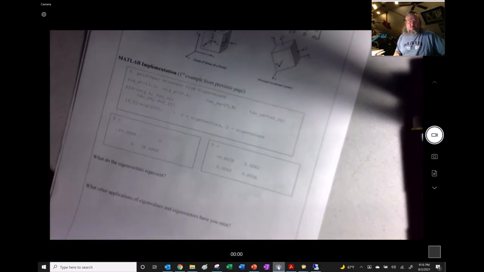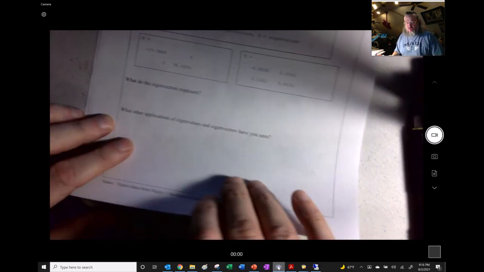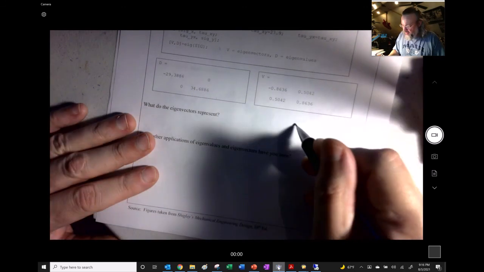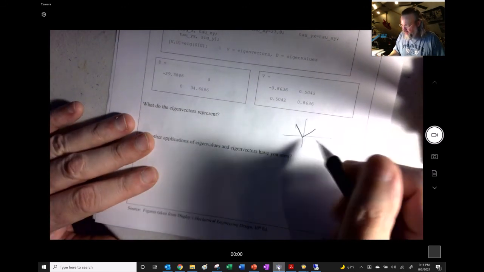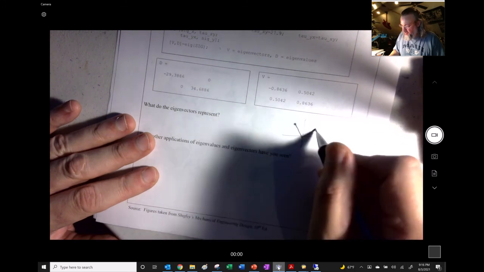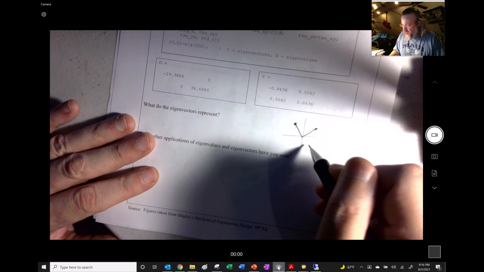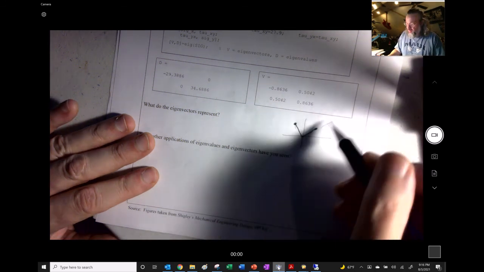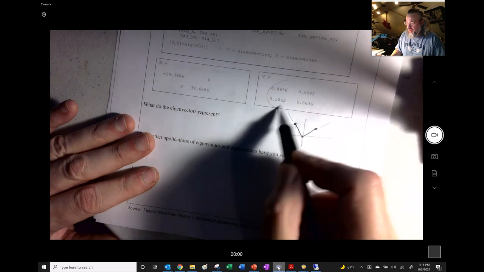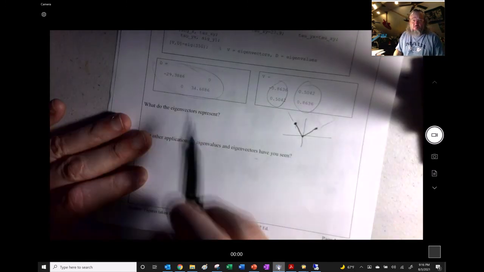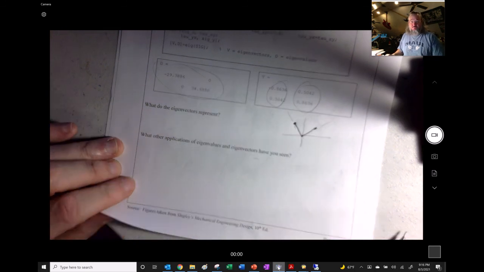Hey, maybe use MATLAB for something, right? And I ask you, what do the eigenvectors represent? They really represent, you'll see that on here we're really plotting 2 points. So they each represent a point, and that's the orientation of what the x and the y have to be in order to achieve this result.